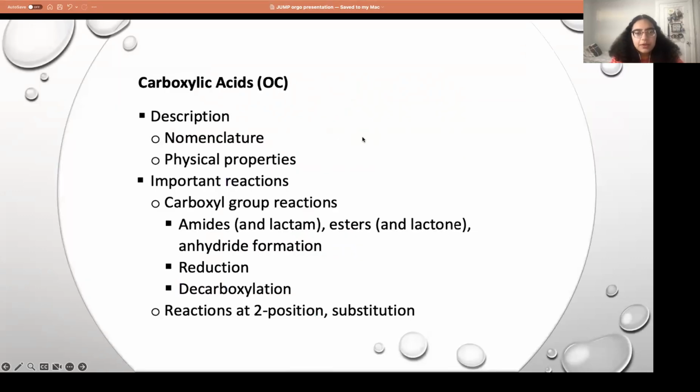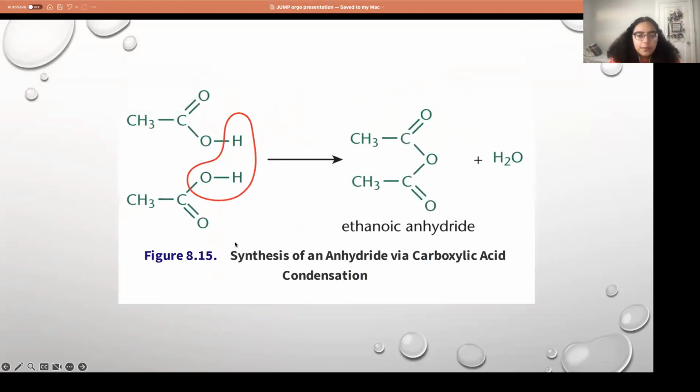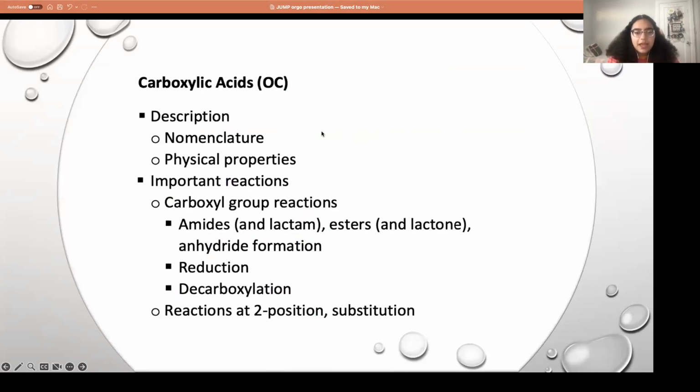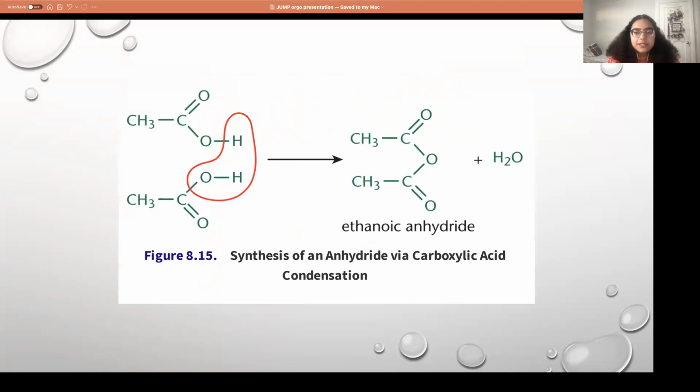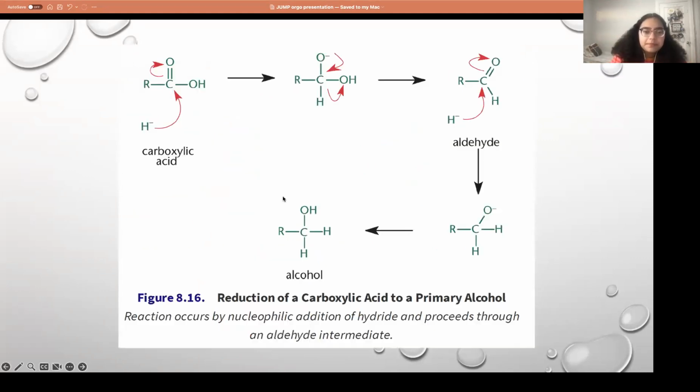And then we move on to carboxylic acids and their reactions. The three they have are anhydride formation, reduction, and decarboxylation. So this is making an anhydride via condensation. As you can see, by removing a water molecule, you make the anhydride structure: a double bonded O, then an O bonded to two carbons, and another double bonded O.